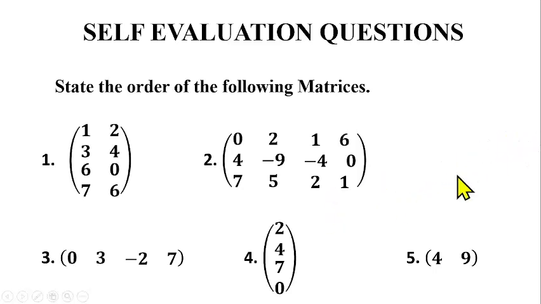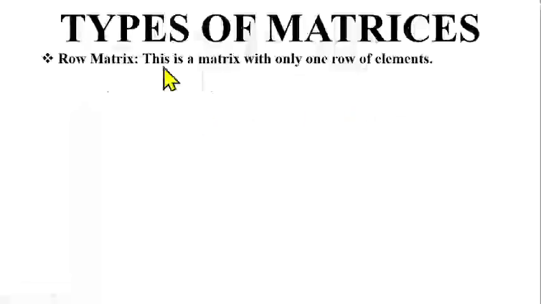Good. So having understood what order of matrix is all about, let's go to the next topic we have, which is the types of matrices. What are the types of matrices that we have? Now that we know matrix, how we can identify one, and then we know the order of matrix, we need to know the types of matrices that we have. The first type of matrix that we have is called row matrix.